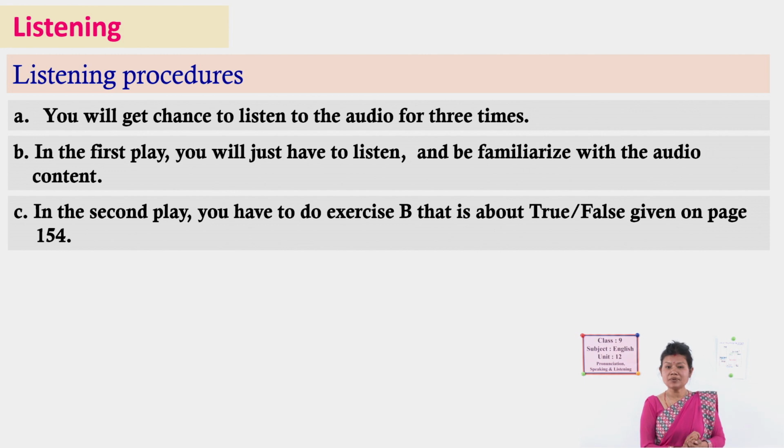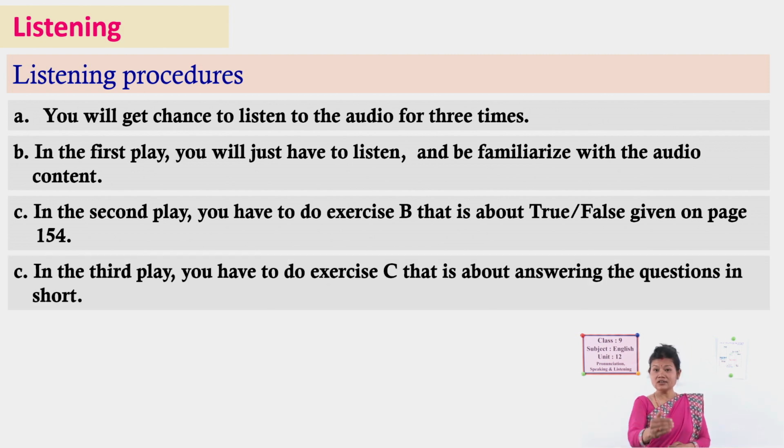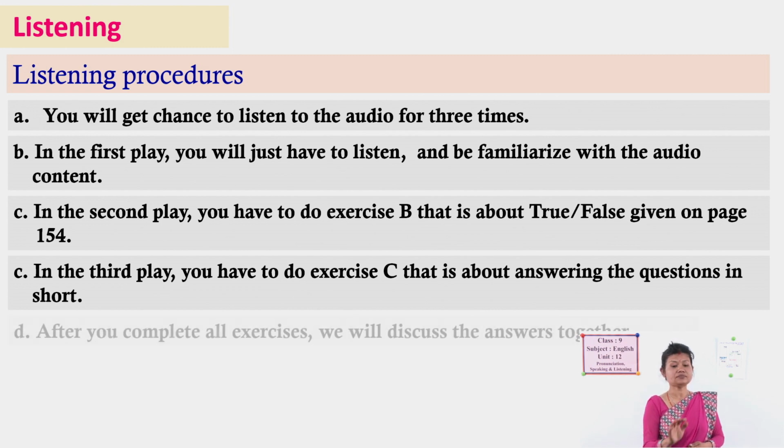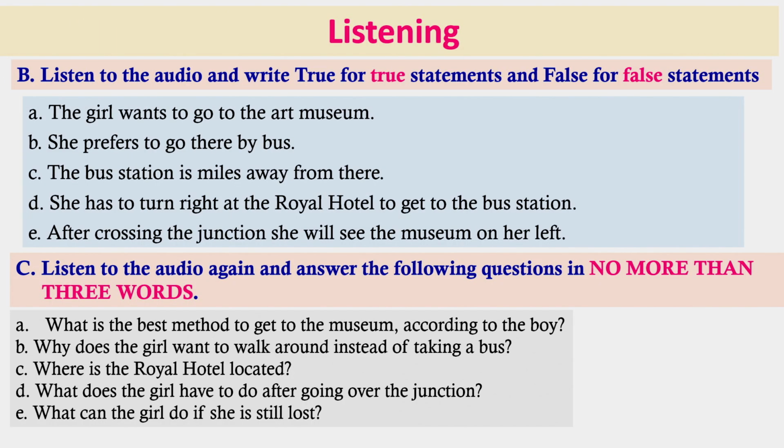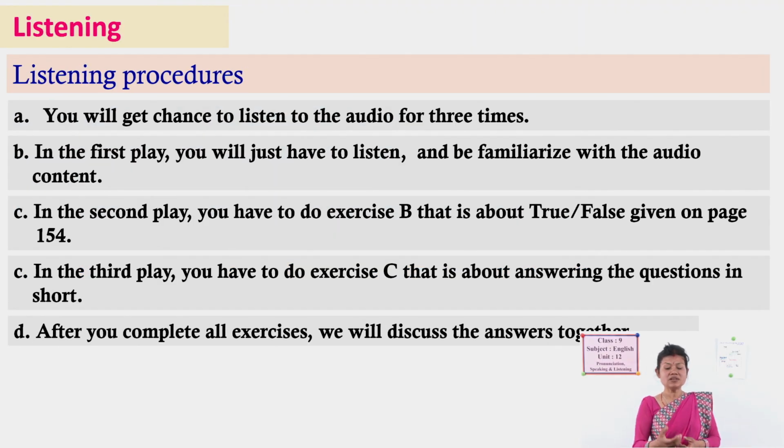Exercise B, you can see on page number 154 in your book, and that is related to true or false. And in the third time, when I play, you have to listen and do exercise C, that is about answering the questions. After you complete, we will discuss the answers together. Are you ready? Now, before listening, you must be familiar with the exercises or tasks that you have to do.